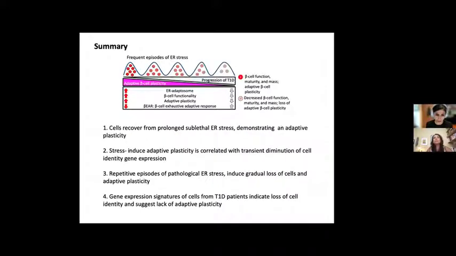So what I told you today is that maybe T1D develops because the cells lose adaptive plasticity in response to chronic ER stress. And the data say that gene expression signatures of cells from T1D patients indicate the loss of cell identity and suggest lack of adaptive plasticity.